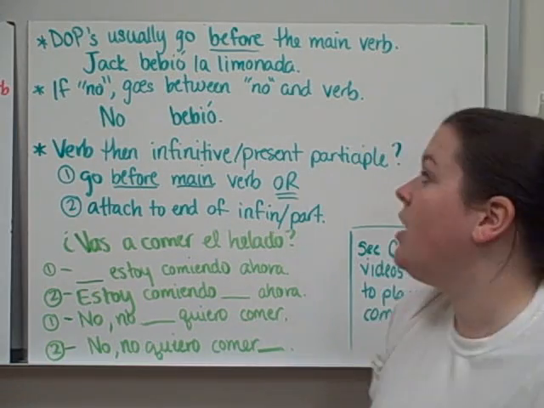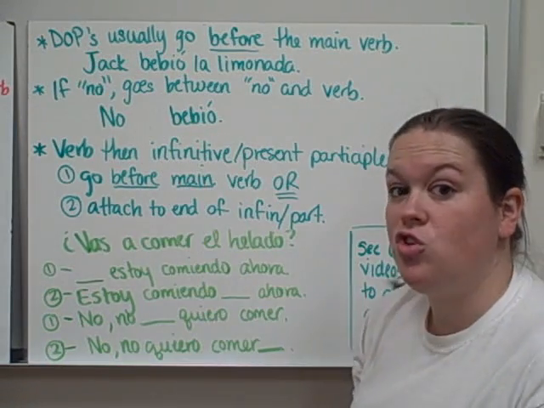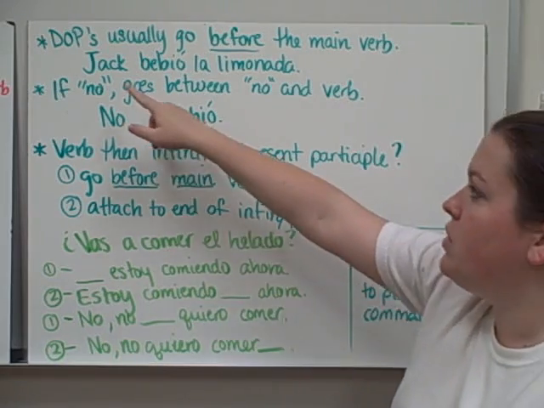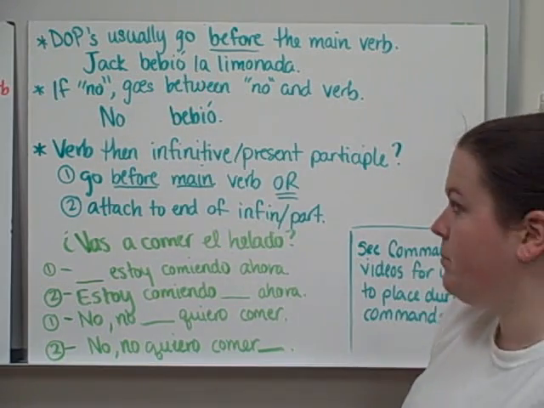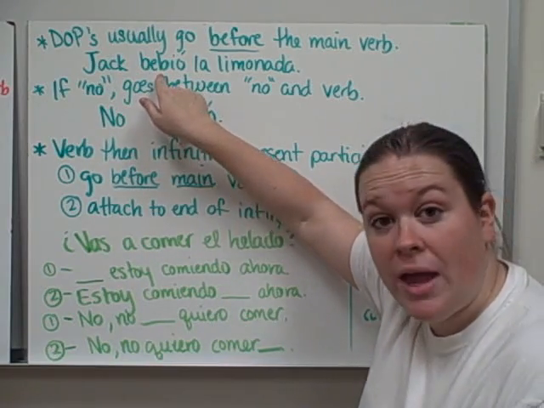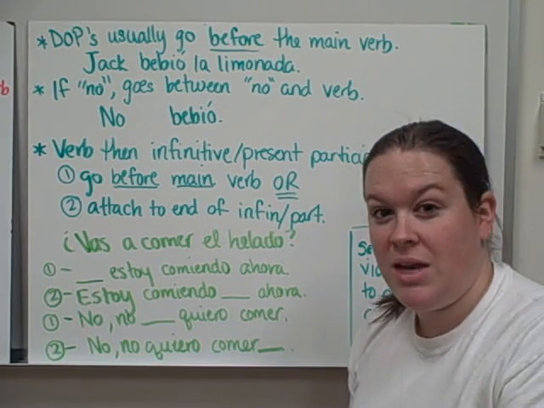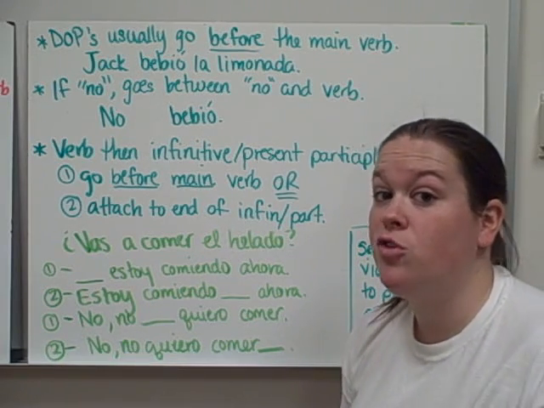Some things to note. Direct object pronouns usually go before the main verb of the sentence. For example, Jack bebió la limonada. So Jack, he drank, bebió, la limonada. Now, what did he drink? The lemonade. The lemonade is going to become our direct object pronoun.